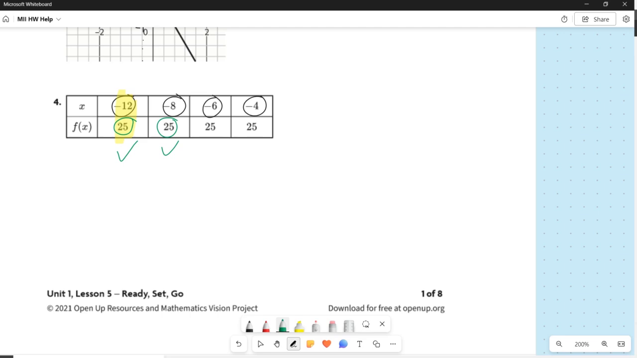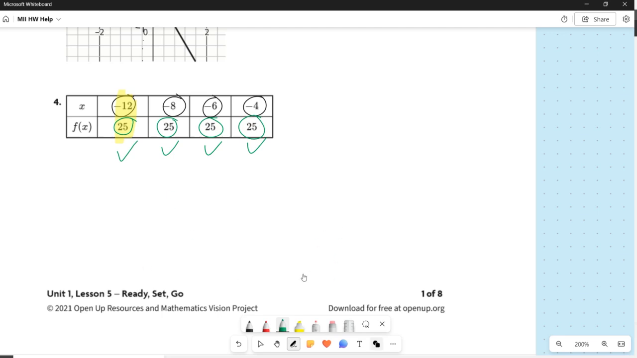Next column, we plug in a -6, and again we get a 25. So this is not a super interesting relationship. I just seem to be getting 25 no matter what my input is. But that doesn't make it not a function. Again, I don't see any other inputs of -6, so we're good. And -4 again gives us a 25, but I don't see any other inputs of -4. So we end up getting the same output every single time.